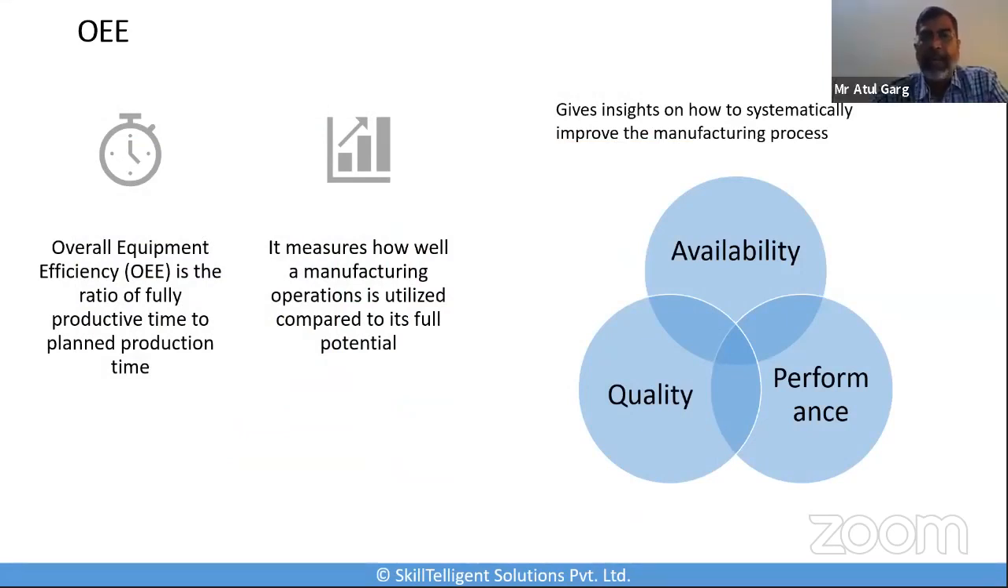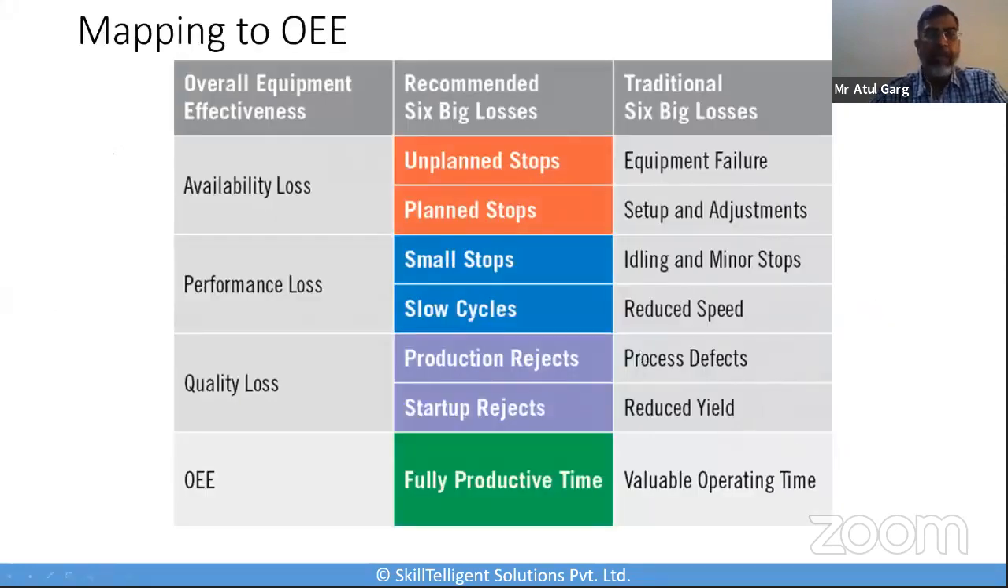It tells us how well a manufacturing operation is utilized compared to its own full potential. And we usually focus upon availability, performance, and quality as the OEE calculations over here. So let's map the three types of losses: availability loss, performance loss, and quality loss, to the OEE overall.